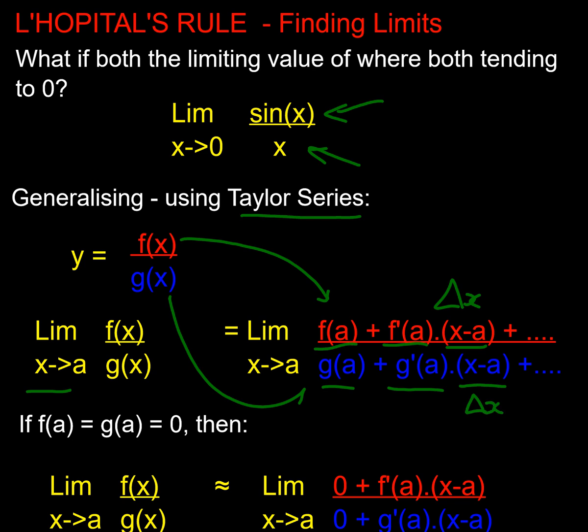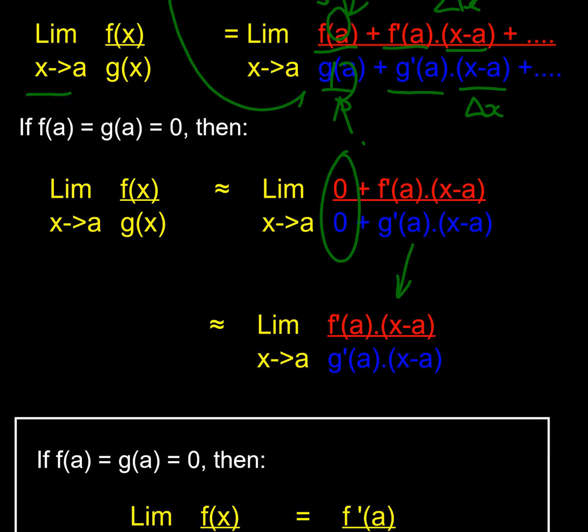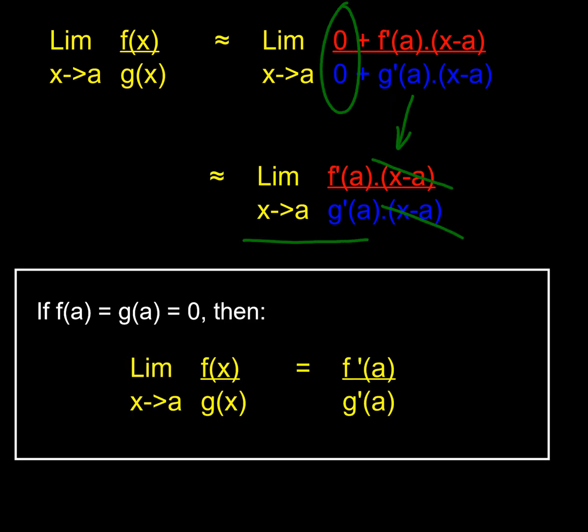And if I'm in this situation where f of a and g of a are both 0, that's this setup over here, isn't it? That's 0 over 0. So both these terms are 0, and I just get left with these second terms. And if I look at those second terms, those two delta x are going to cancel, so I just get left with this bit. Therefore, if f of a and g of a, where we're working, equal 0, then the limit of f over g is just going to be the ratio of the differentials at that point. So we just need to calculate them.